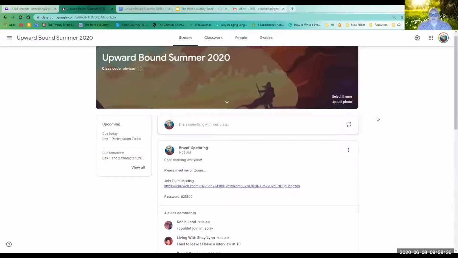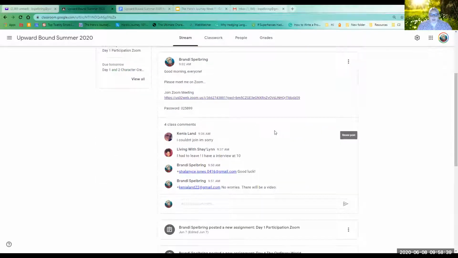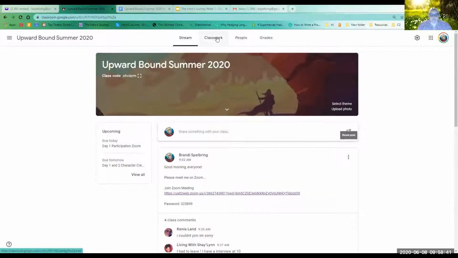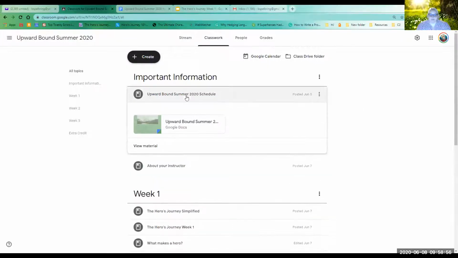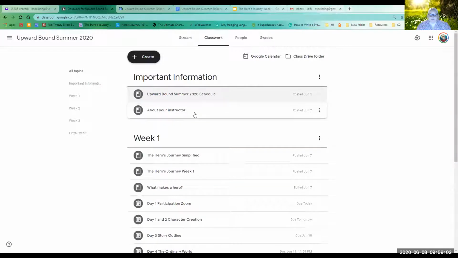All right, so I'm going to start by showing you guys the schedule. Let's go over to this. You can see we have the stream and classwork, and classwork is definitely where I would recommend going rather than trying to find things in the stream. So here we have the schedule, and there's some information about me if you want to go over that.